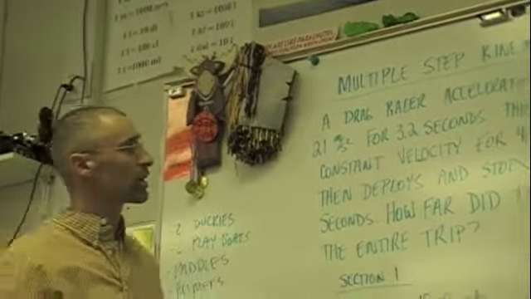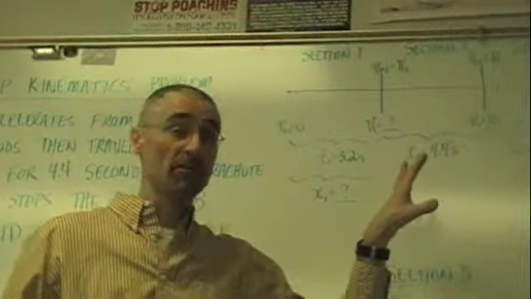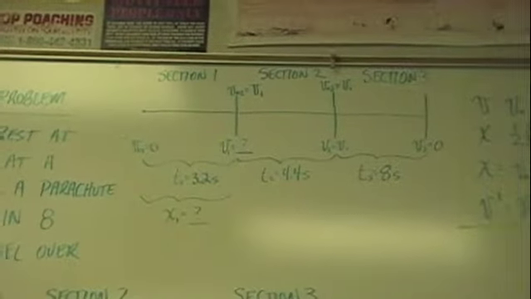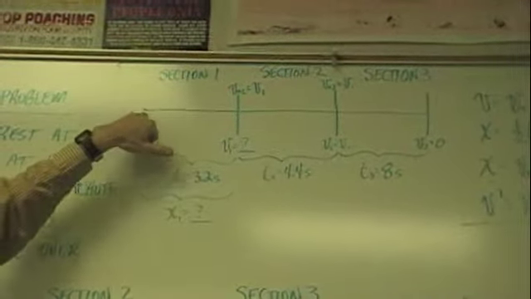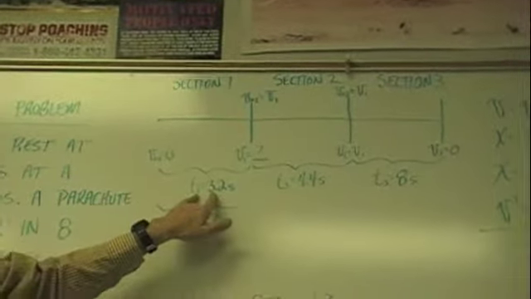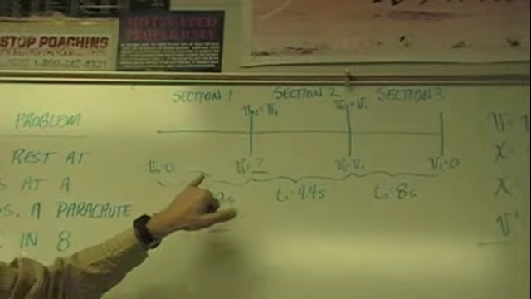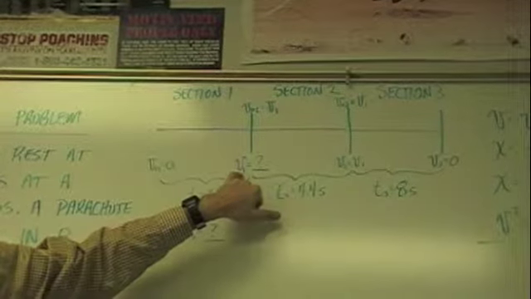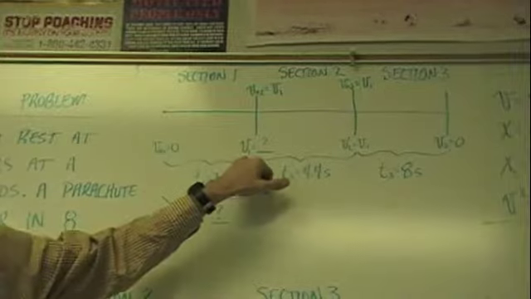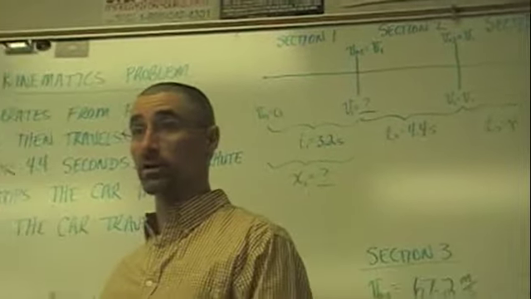If we look, guys, I think pictures always help, and I've broken down this drag racer's trip into 3 sections. Here at the beginning, his velocity at the beginning of section 1 was 0. He traveled for 3.2 seconds, and at the end of that, he's going to have a certain velocity. Now, we don't know what x is, and we don't know what that velocity is, so we're going to try to find those when we work through our kinematic equations here.